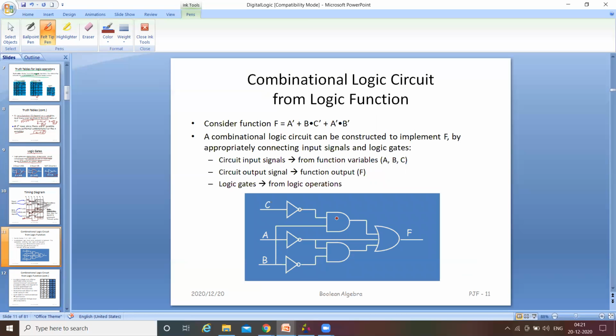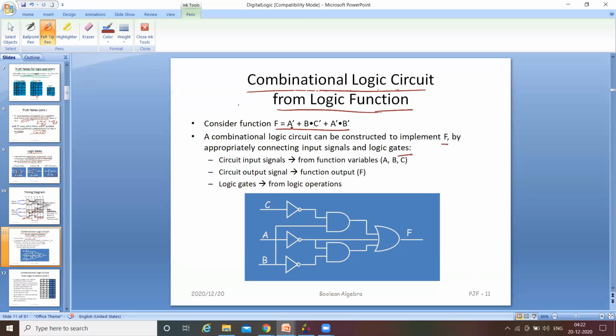Combinational logic circuit from a logic function. Here is a combination of logic circuit from a logic function. We'll see the question. Consider this a logical function. Okay. Now, combinational logic circuit can be constructed to implement F by appropriately connecting two input signals of logic gates.